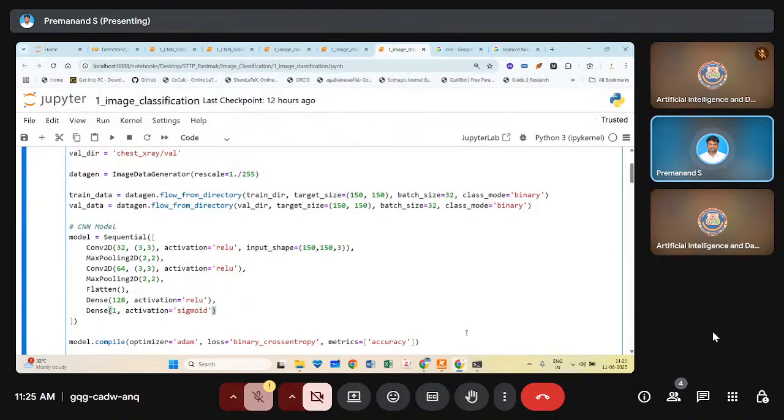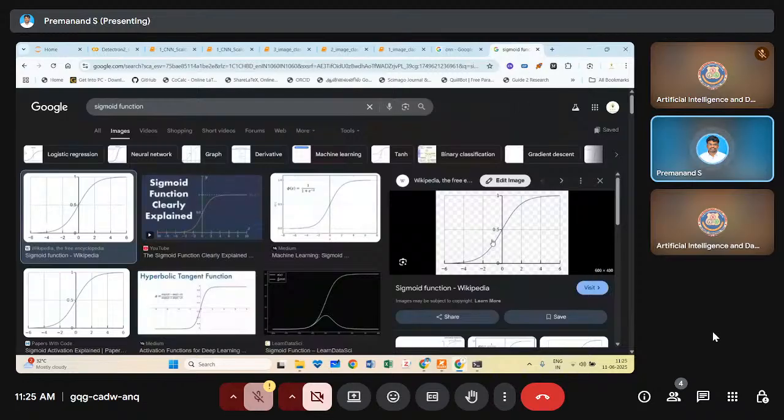Depending on where our data falls, it's not that the data will fall only in class 0 or class 1. It may fall in between also, and it will say how.